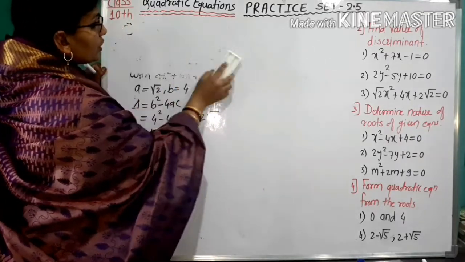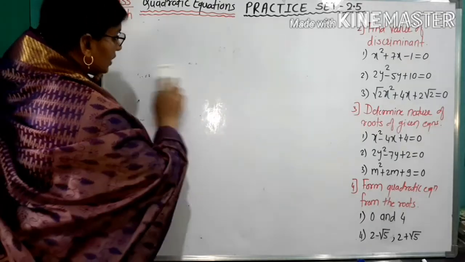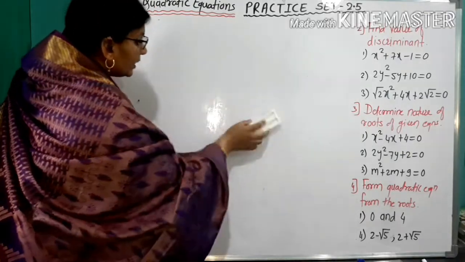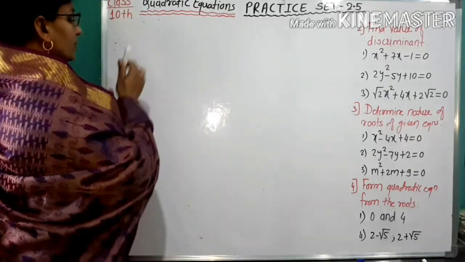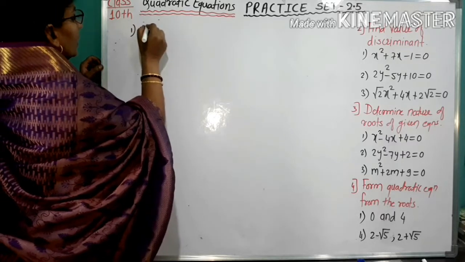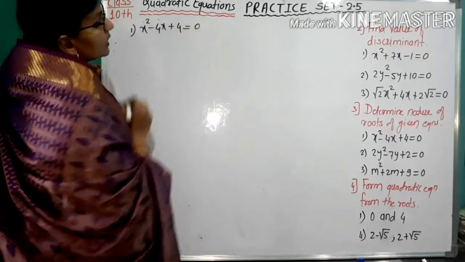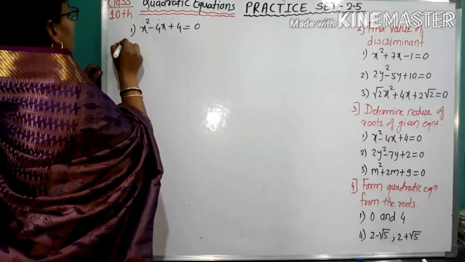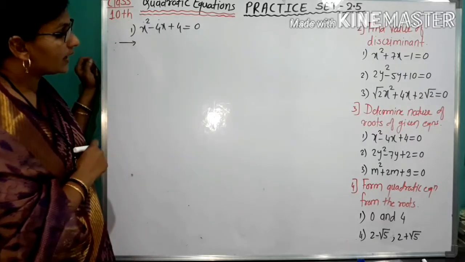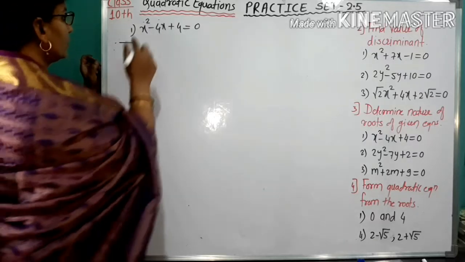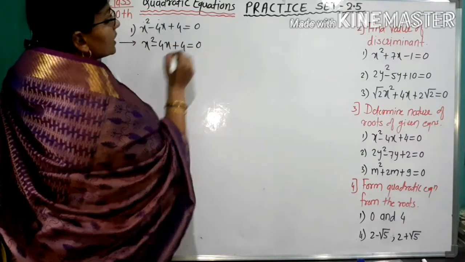Determine the nature of roots of given equation. To determine the nature of roots, first we have to find the value of delta. So here question number 1 is x square minus 4x plus 4 equal to 0. Here you can directly write down the values of a, b, c also. That is x square minus 4x plus 4 equal to 0.